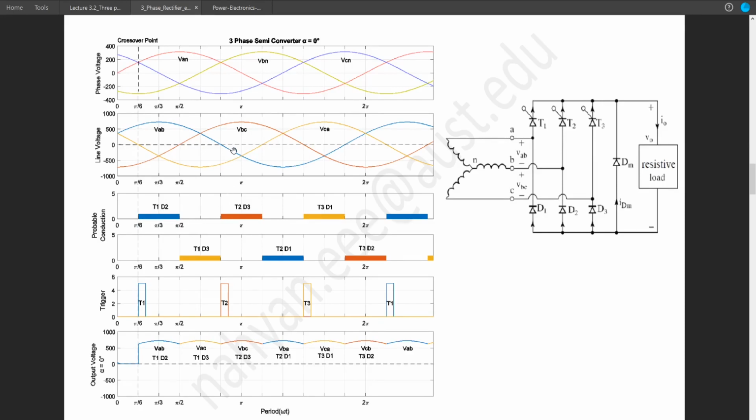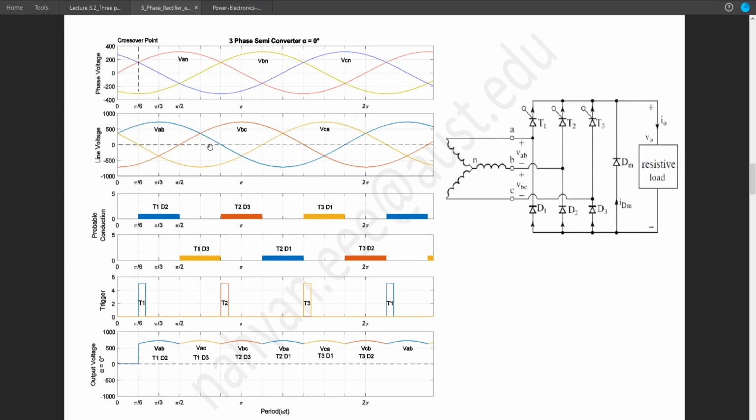So again, when VBC is highest, that means VB is highest and VC is lowest. So a highest value of B will turn on T2 and a lowest value of C will turn on D3. So in this section of this waveform, both T2 and D3 will be turned on. And again, same goes for VCA, where T3 and D1 will be turned on.